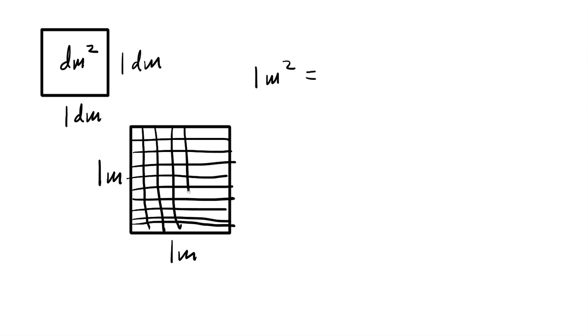I won't do them all here, but so we have 10 times 10. And these squares here, this is a square decimeter. So you just count 10 in that direction, 10 in that direction. So we have 10 times 10 square decimeters, so 100 square decimeters. So it's easy just to draw a figure and count.